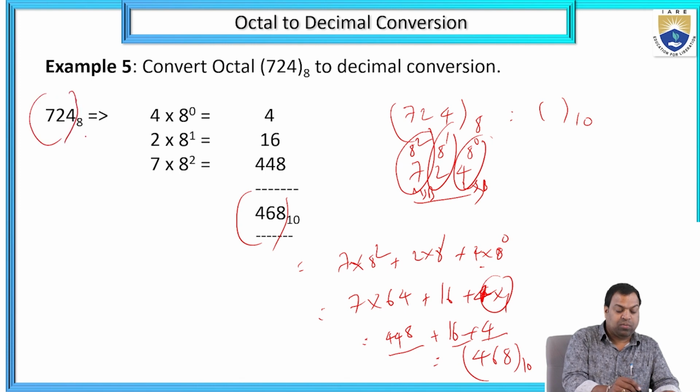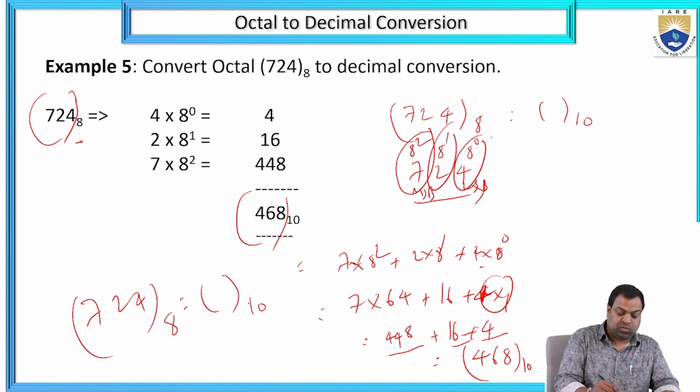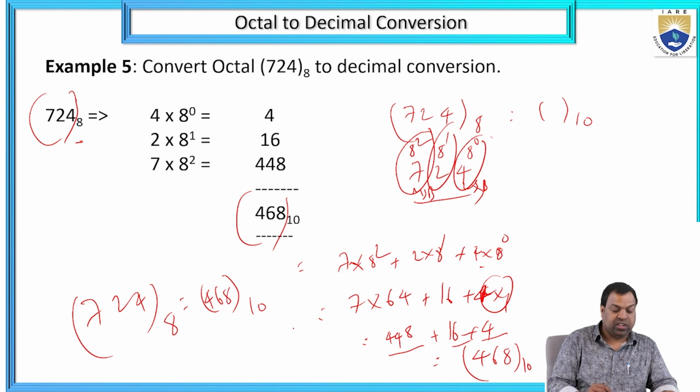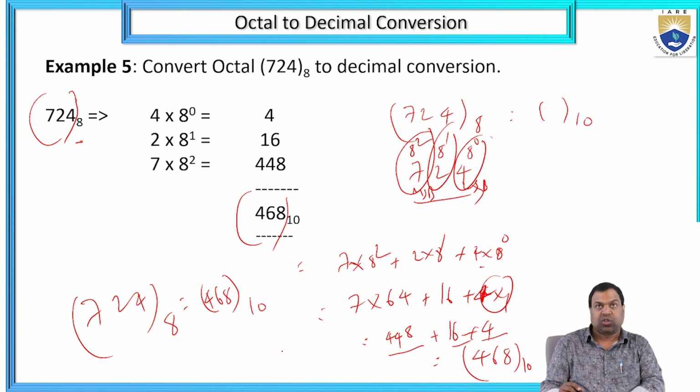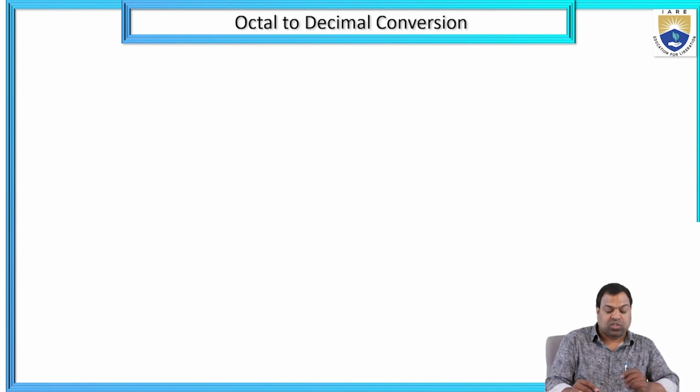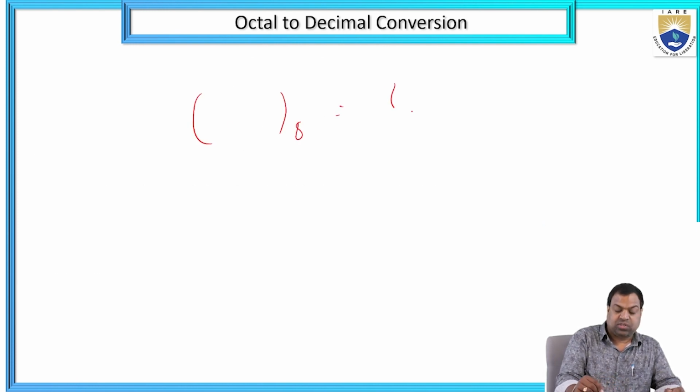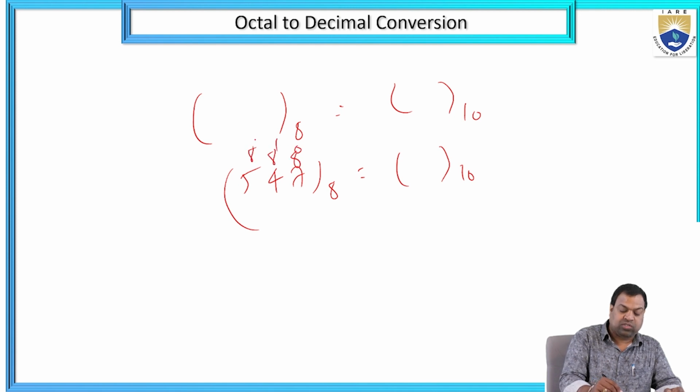So 724 base 8, the value in decimal is 468. This is the process of converting from octal to decimal. Suppose I am taking 547 base 8 to 10. 8 power 0, 8 power 1, 8 square. What is the radix value? This radix value we are multiplying with the digit. Here the radix is 8: 8 power 0, 8 power 1, 8 square.